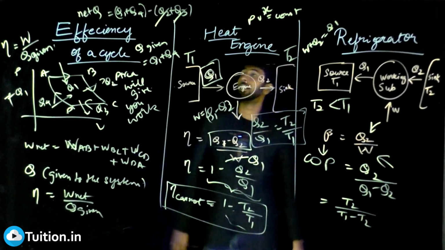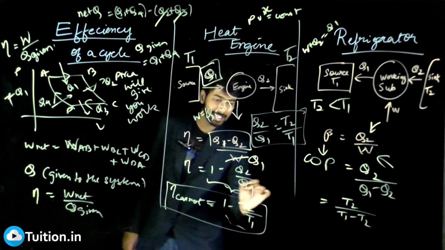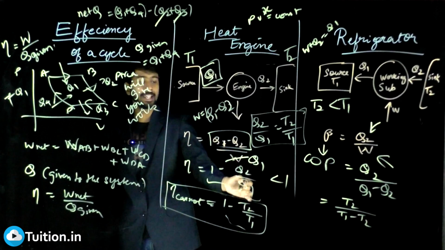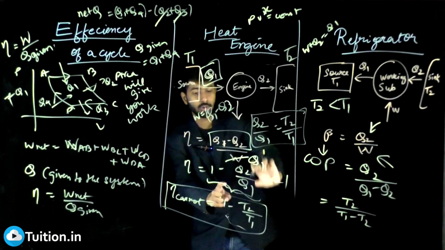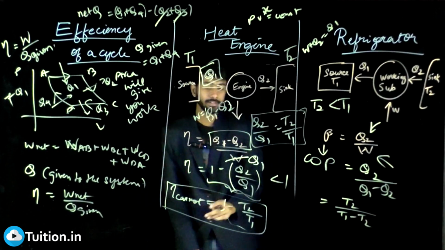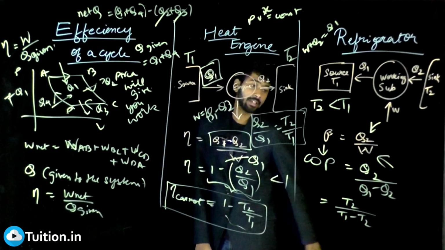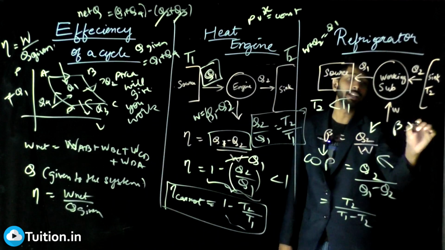So efficiency is always less than 1, as you can see, because Q2 will be less than Q1, right? So this quantity will be positive, and you will subtract this from 1, so efficiency will be less than 1, but beta will always be greater than 1, right?